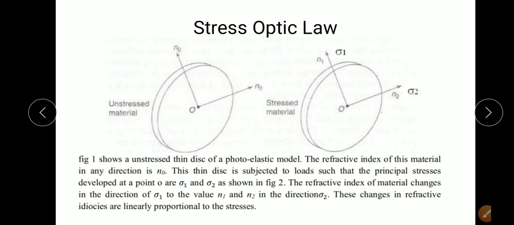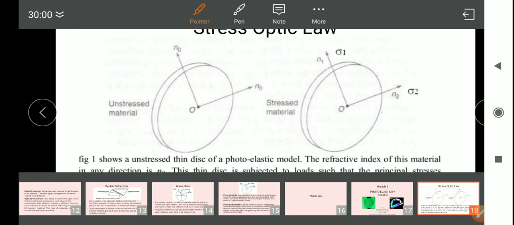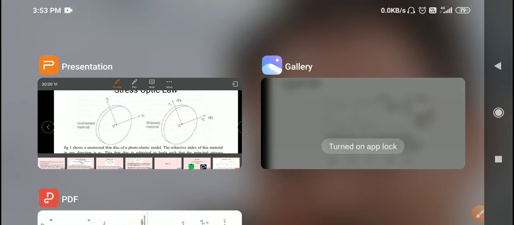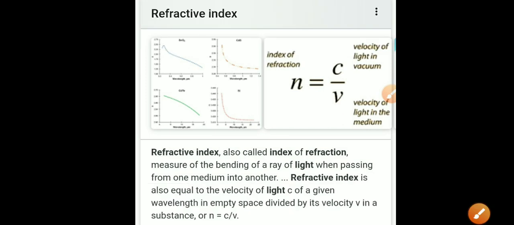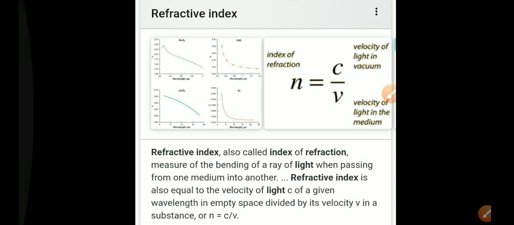So what is this refractive index? Just for understanding purposes, I am taking one picture from the net. You can read here: refractive index, also called index of refraction, is a measure of the bending of a ray of light when passing from one medium into another. Meaning if light passes from one medium to another medium, a bending of light takes place. That bending of light is called the refractive index.